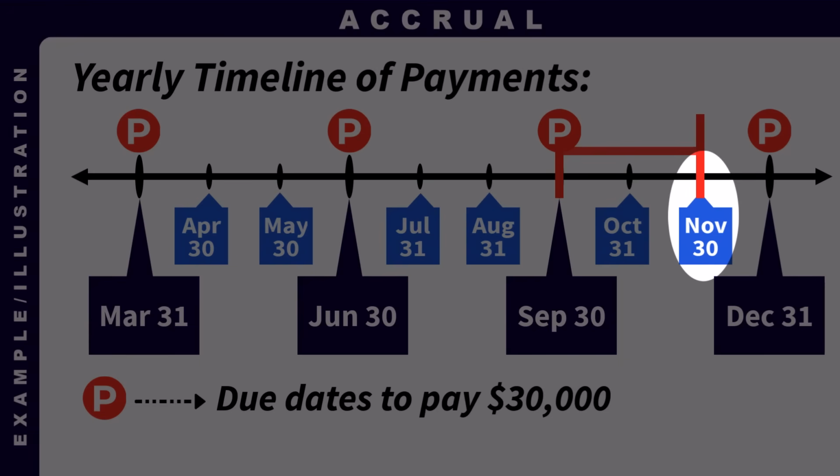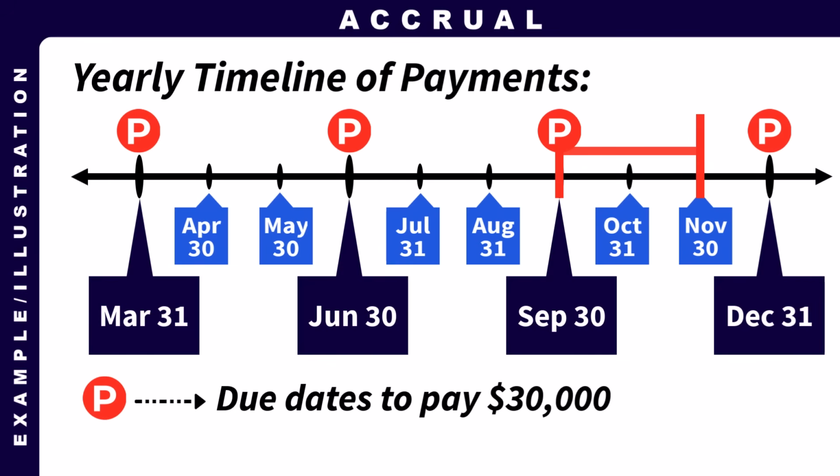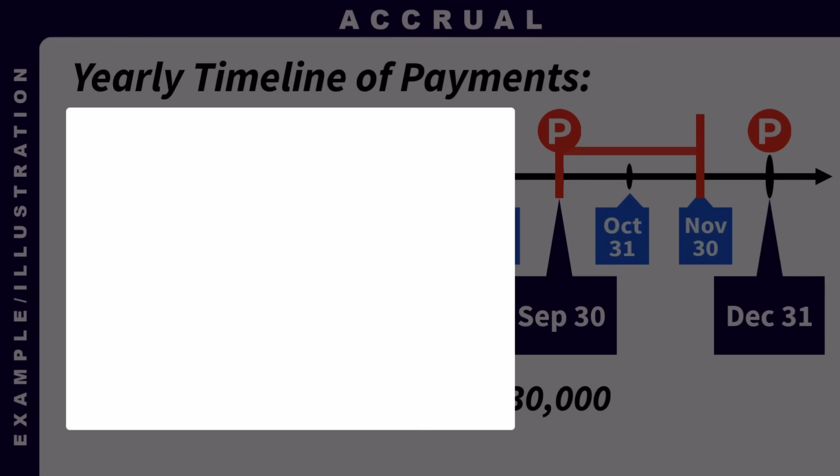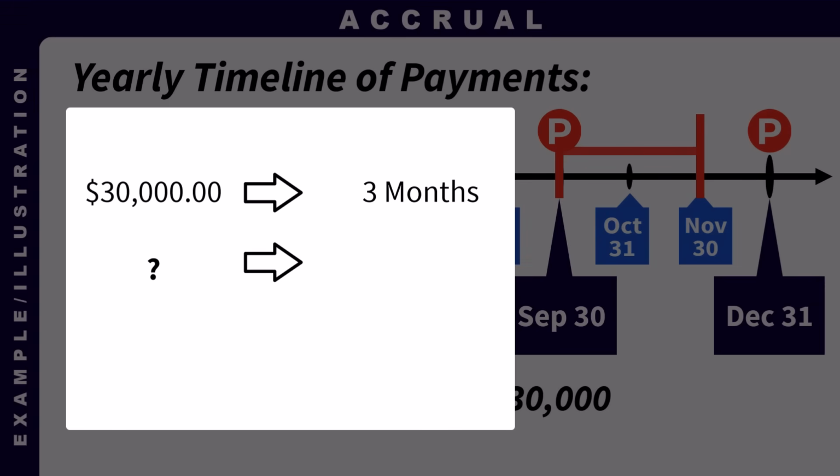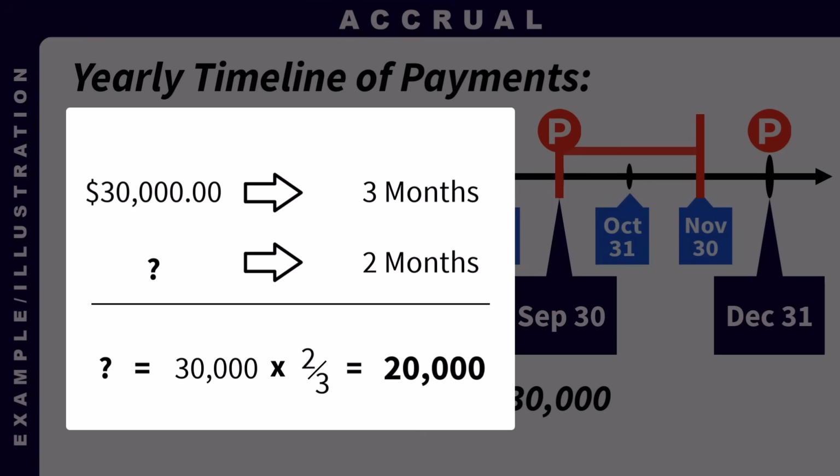So, the answer to the question, is there anything ABC company should do on November 30th, is yes. ABC company will record an expense for an amount of $20,000 for the 2 months elapsed. $20,000 because it is simple math that if $30,000 is the expense for 3 months, then a proportional amount for 2 months is $20,000.